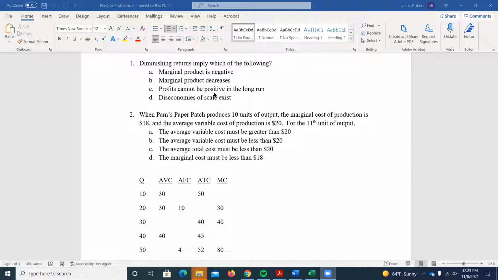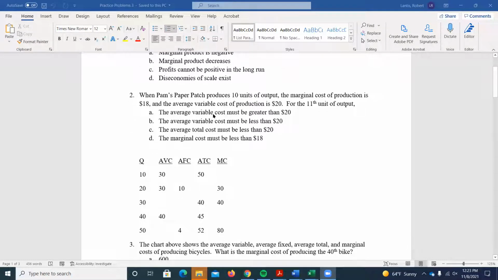All right, so let's think about a word problem here. And this is really going back to how we determine averages and marginal costs, or average and marginal revenues, right? So we've got, I don't know, this paper company producing 10 units of output. The marginal cost of production is $18. The average variable cost of production is 20 for the 11th unit of output. And then we have different ranges for average variable, average total, and marginal costs.